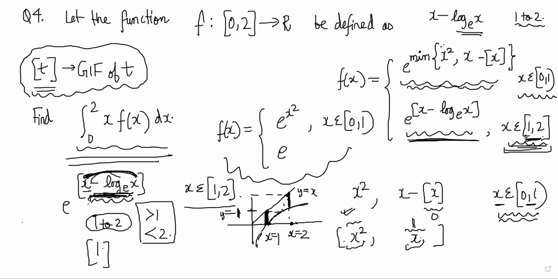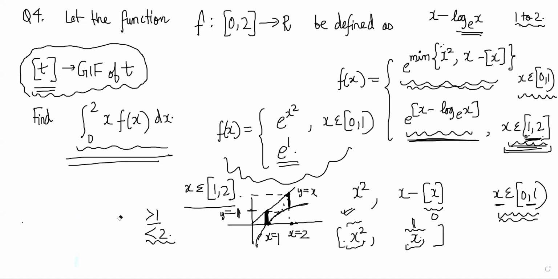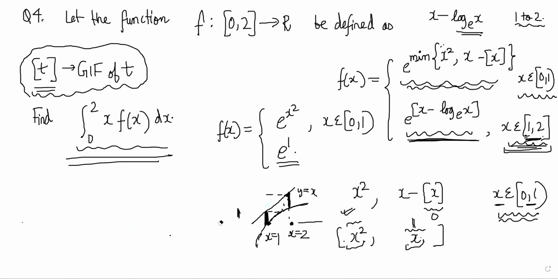So the idea is that the GIF of something greater than 1 and less than 2 is always going to be 1. So this part is e power 1, right? Yashwant, are you understanding what is happening? You cannot put powers and split powers when it's inside a GIF. Do you get that?